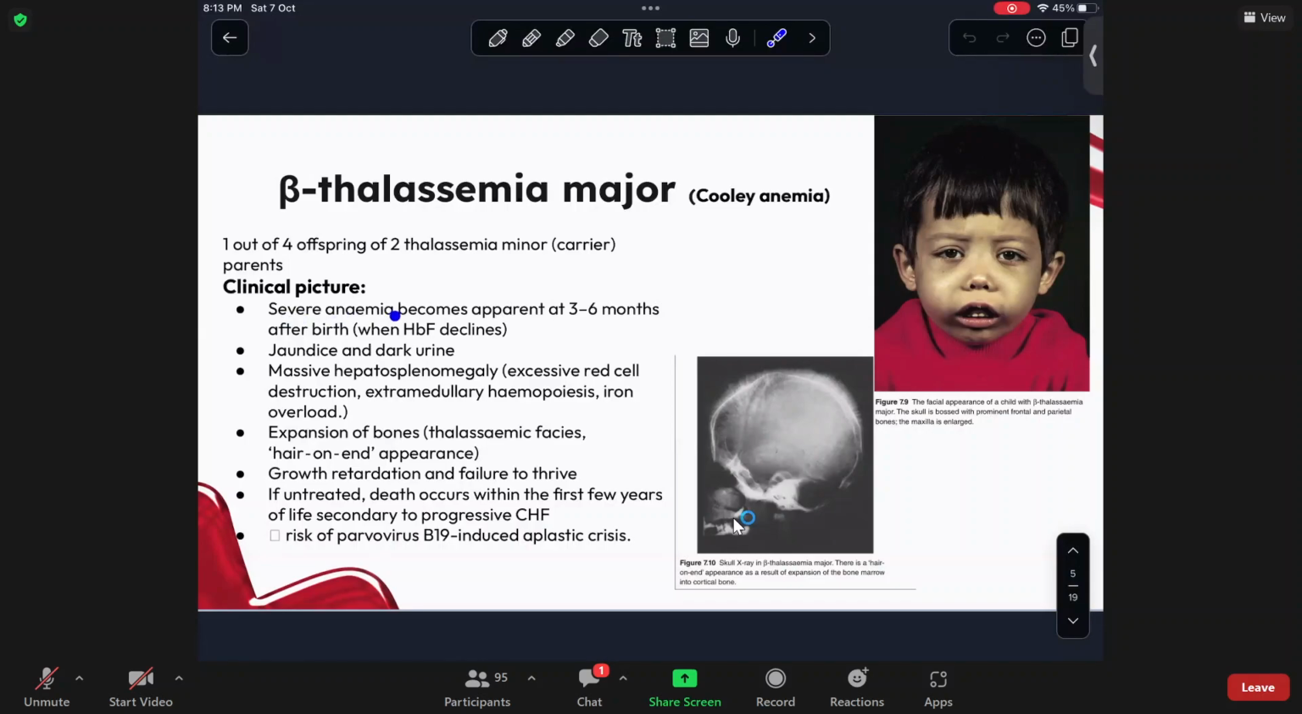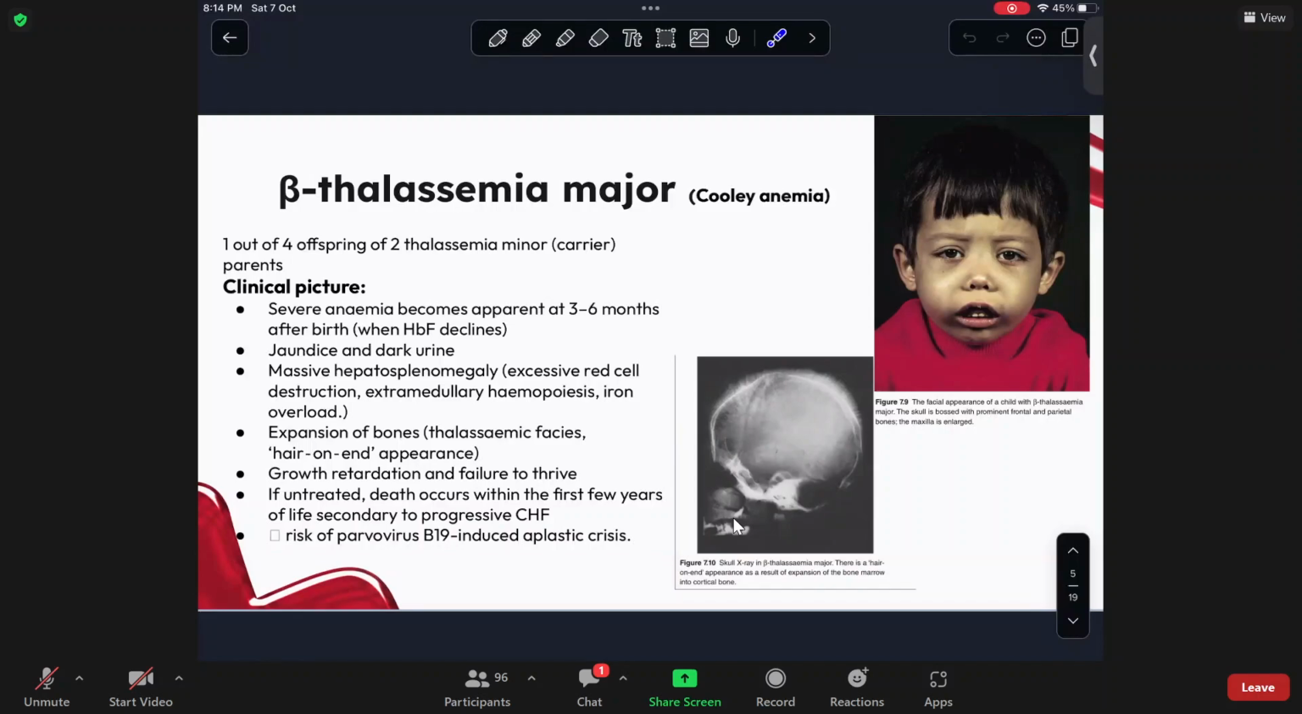A severe anemia that starts at 3 to 6 months of age. Why? Because this is the time when hemoglobin F will decline and hemoglobin A for the adult will take place. But as we talked before, the hemoglobin A in the adult has 2 beta subunits, and in this patient they can't generate beta subunits. So they will have these symptoms apparent at this age.